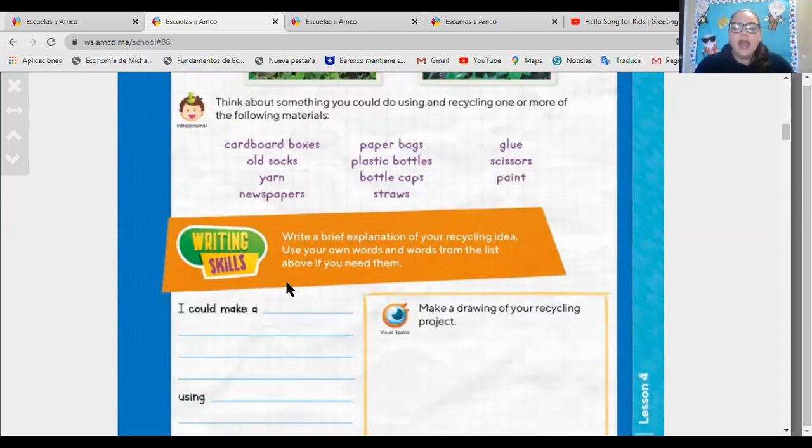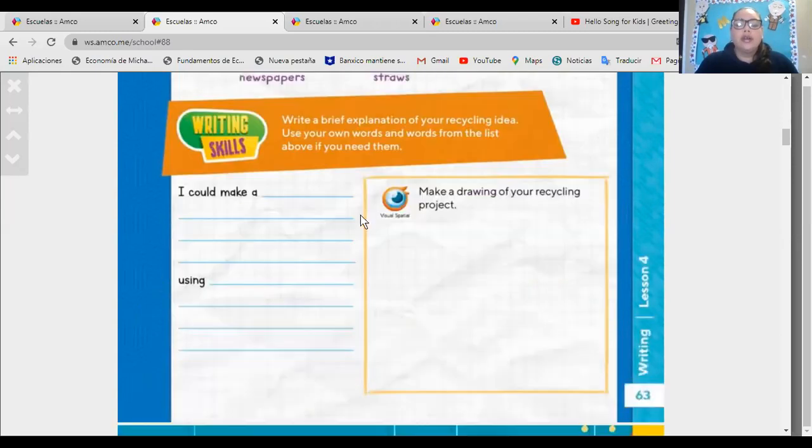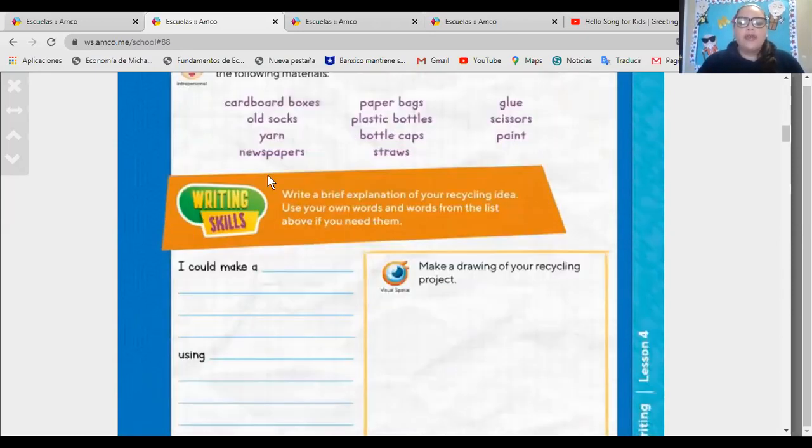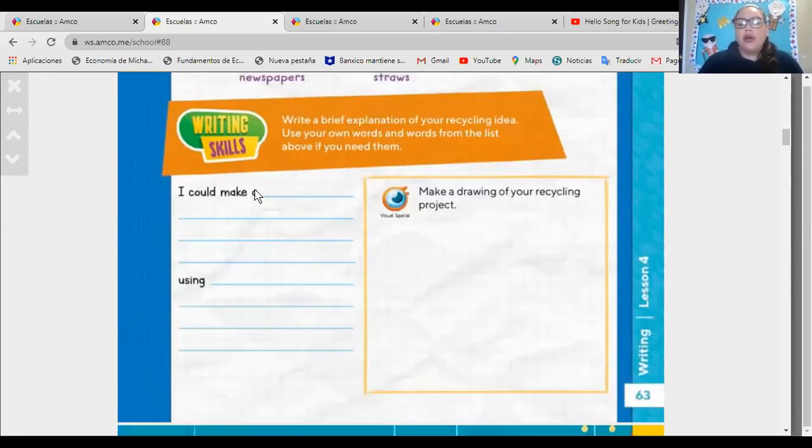Well, now, writing skills. Write a brief explanation of your recycling idea. Use your own words and words from the list above if you need them. Okay, about these materials that you circled, you are going to explain your idea about how you will recycle them, okay? From these materials, you're going to choose 3. Then here in the writing skills area, you're going to talk about just one, okay?